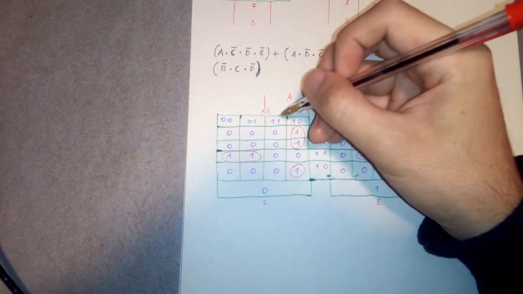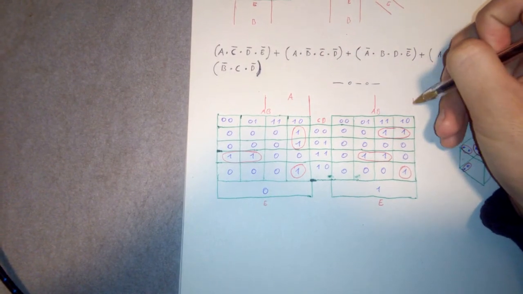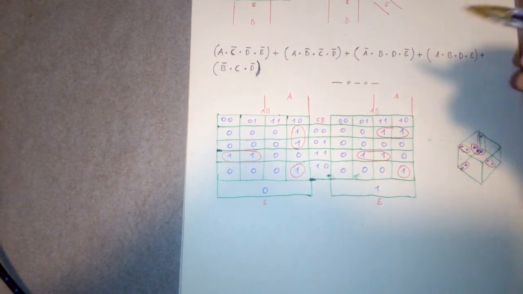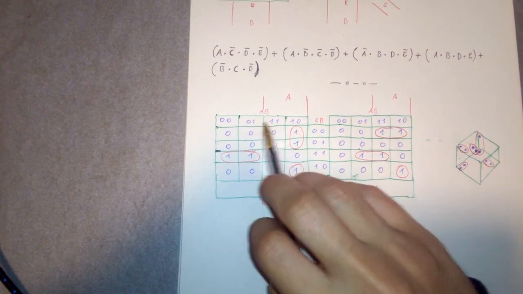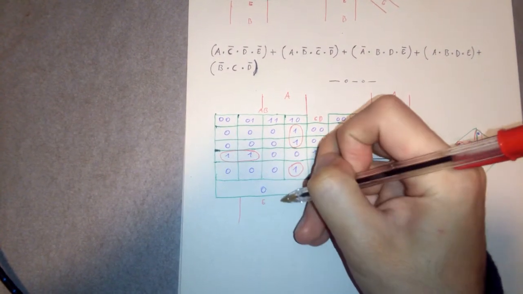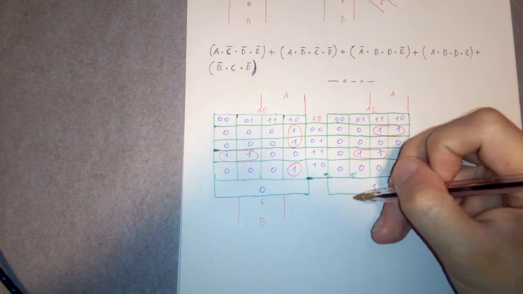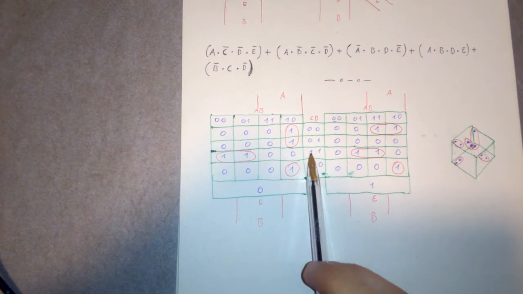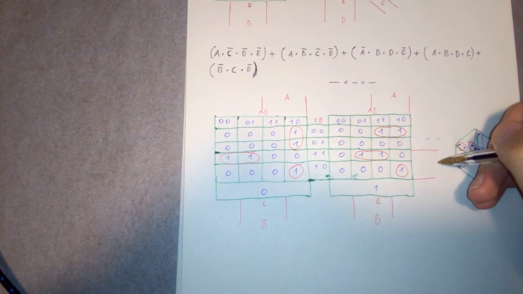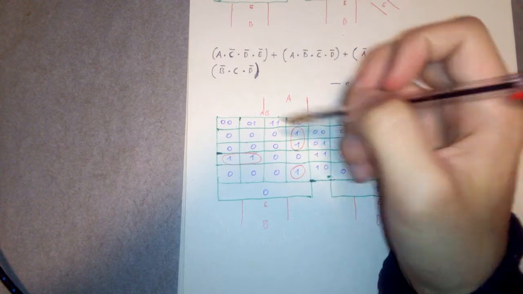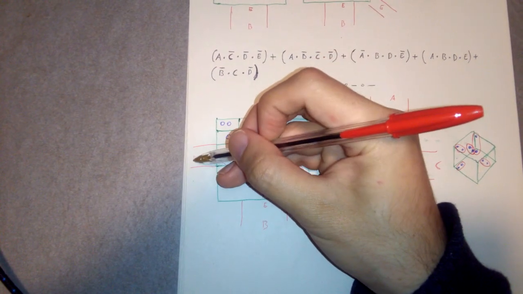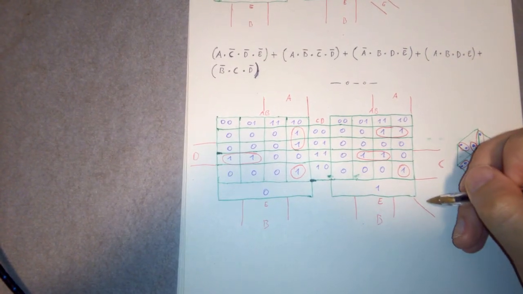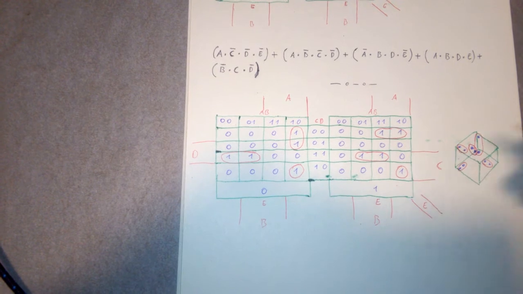So A is 1 here. A is 1 here because A. So 1, 1, 1, 1. B is here in the middle. Like so. C is here in those 2, and D is here in those 2. Lastly, we have E, which is 1 only on the top plane. So E is 1 only here.